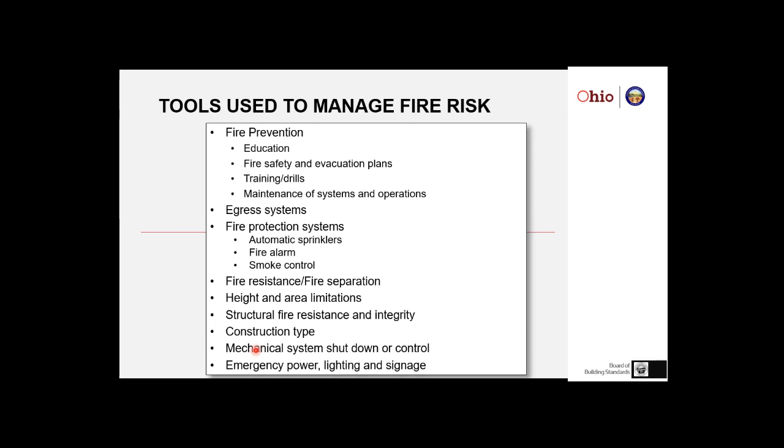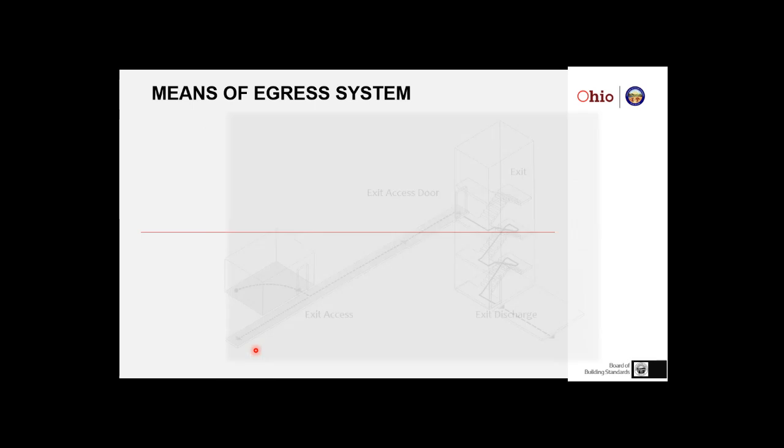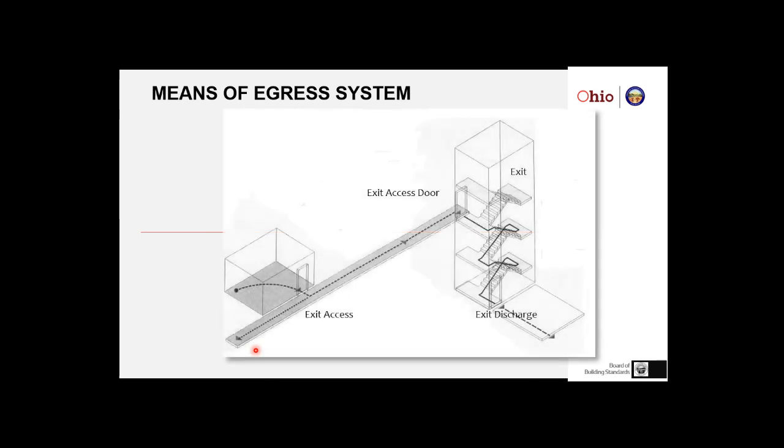So it's very important, if these are intended to be there, that they actually are there. Now, when we talk about means of egress, I'm sure most of you are familiar with this, but here's kind of the concept of means of egress. So we have three components to a means of egress system. And all of this is defined in Chapter 2 and laid out in Chapter 10. But we have exit access, exits themselves, and then exit discharge. These are the three different components of the means of egress system.